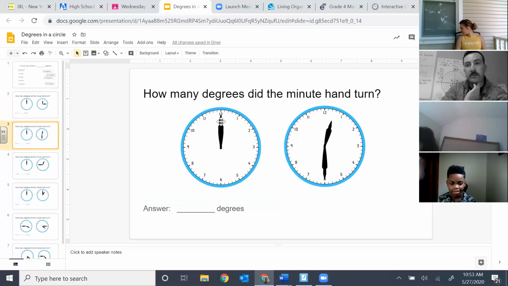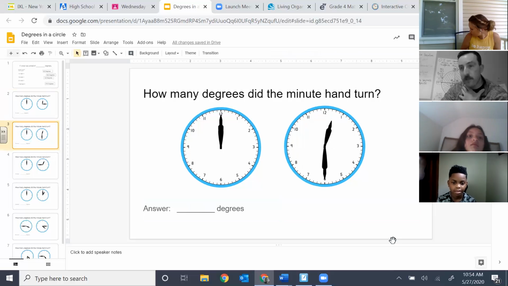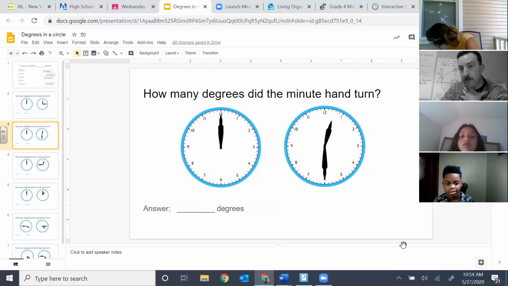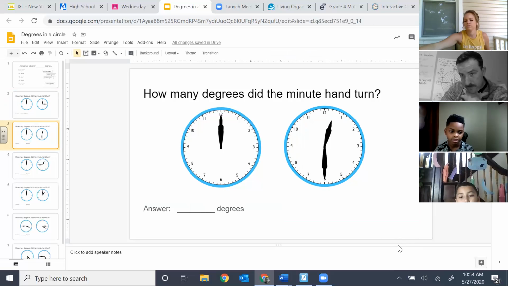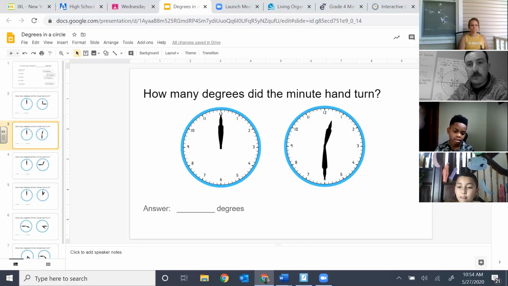Same thing, the minute hand starts up here, and it went halfway around the circle, went from the 12 to the 6. So how many degrees would that be, Shalia? Went halfway around. Think about half. What's our benchmark for half? Oh, 270 maybe?